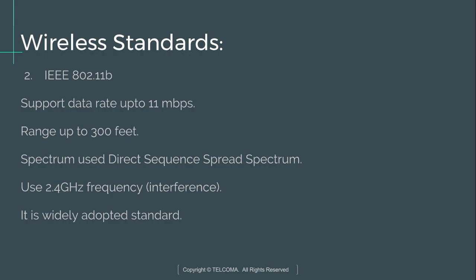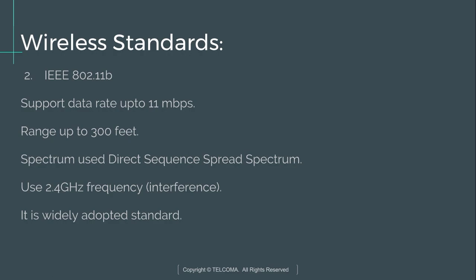This standard gave a data rate or speed of up to 11 Mbps, and its range is up to 300 feet. It used the spread spectrum or modulation technique, that is direct sequence spread spectrum, and it also used the same frequency as IEEE 802.11, that is 2.4 gigahertz. As this is a crowded frequency, it causes signal interference. So this is the drawback of this standard.